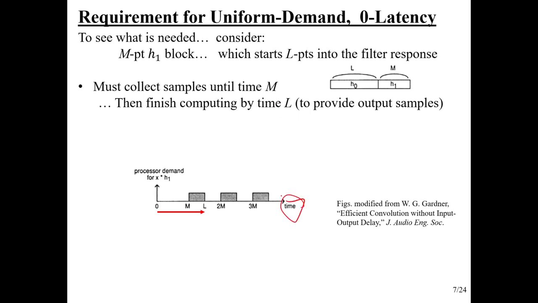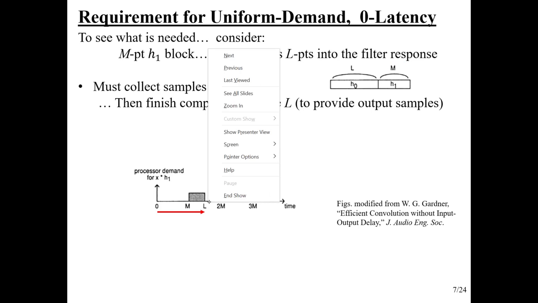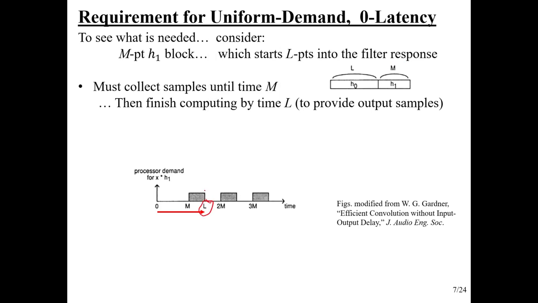Here's time, and we collect up to time M. So we've got our M samples that we've collected. It's M samples because the filter block that we're talking about has M samples in it. And then it needs to be available by time L. So this is the processing window that we have. And the wider that we make that, the lower this level can be, right? We can spread that processing out over time.